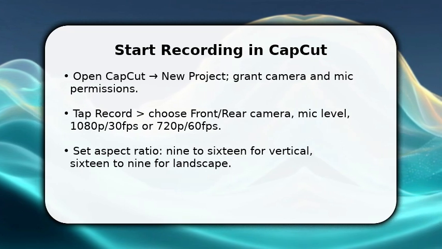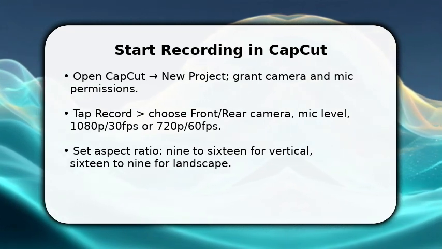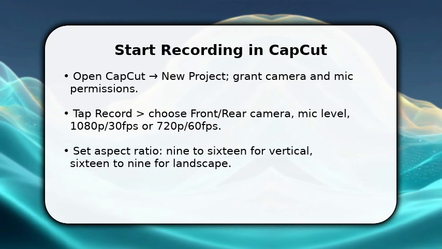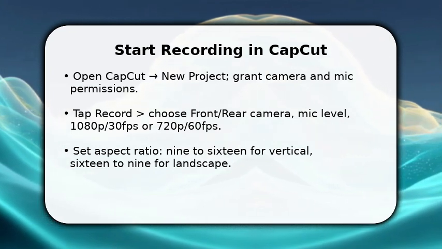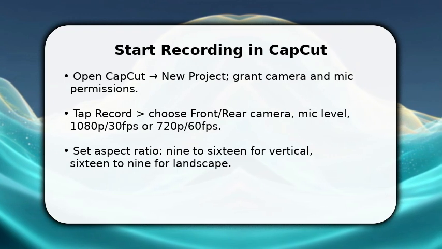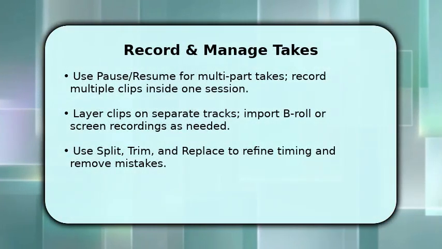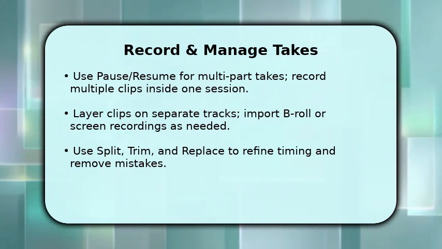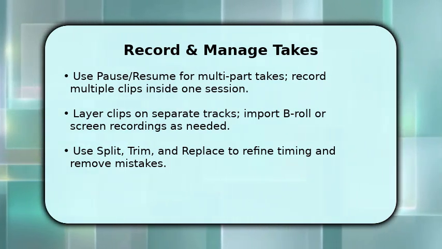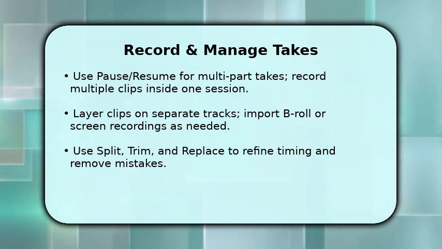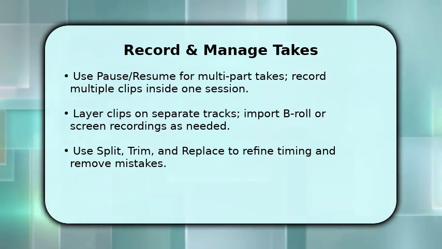Position your device, lock exposure if needed, and test a short clip to confirm framing and levels before committing to a full take. Now record your content in controlled segments, using pause and resume to capture multiple parts without creating disjointed files. After recording, add each take to a new track or layer so you can rearrange and blend clips.